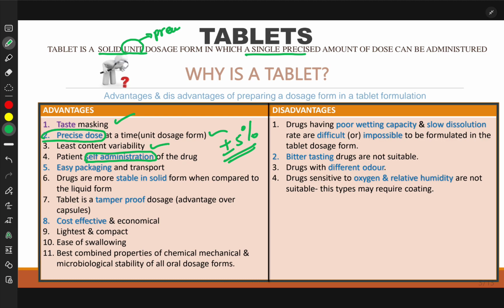You will be in your home and you're taking your own tablet with your bare hands and using some water. You will be swallowing it. So there is no need of assistance of any reputed medical practitioner. So it is an important thing.